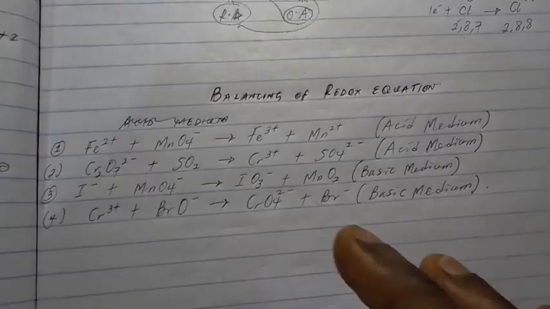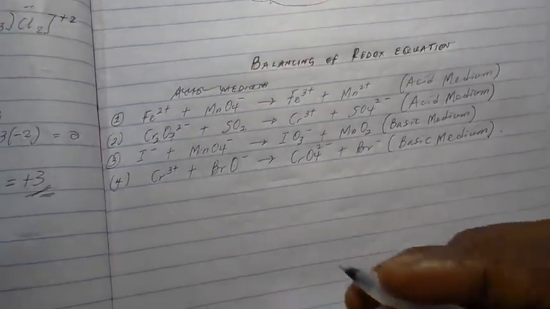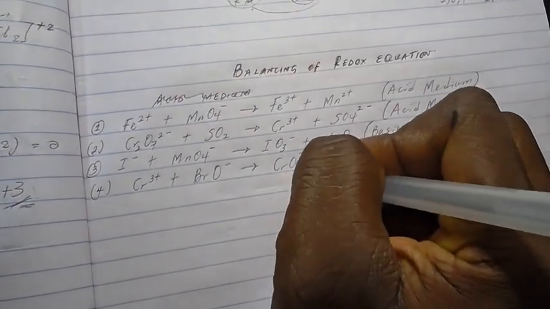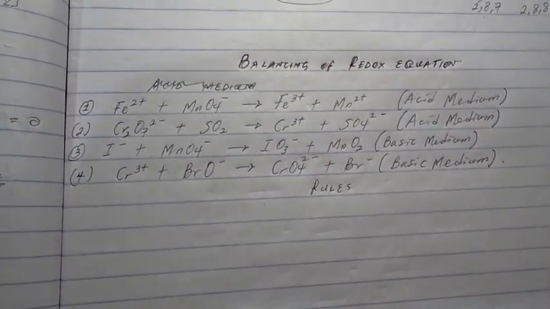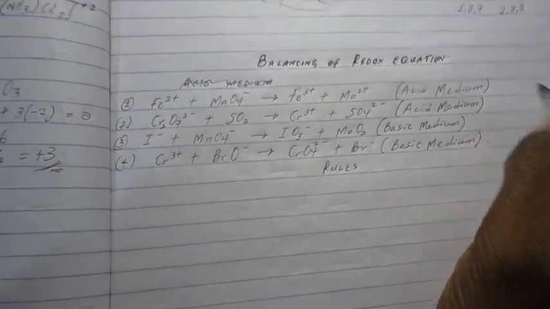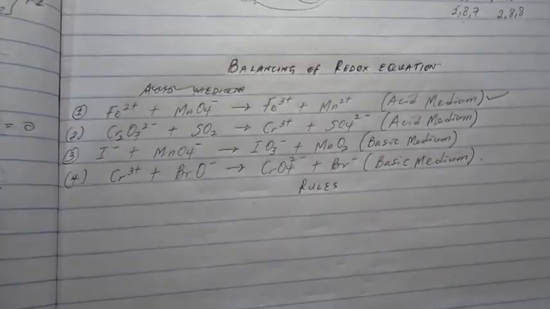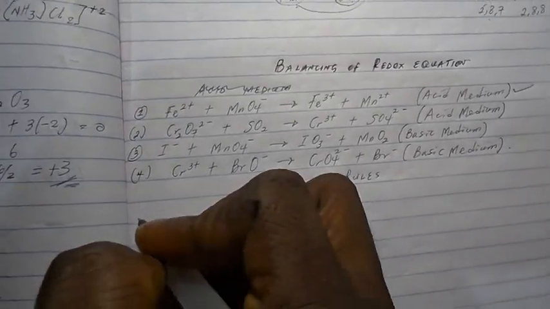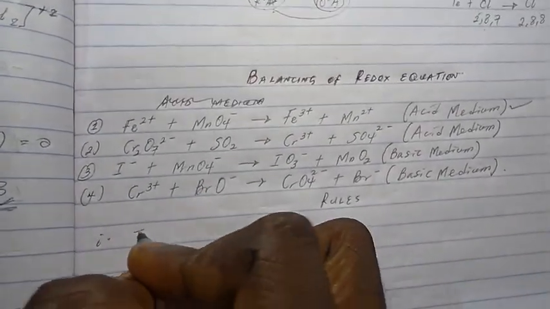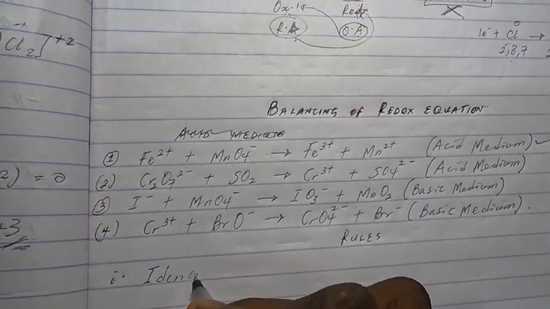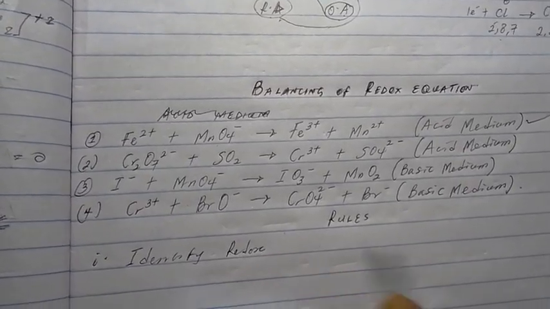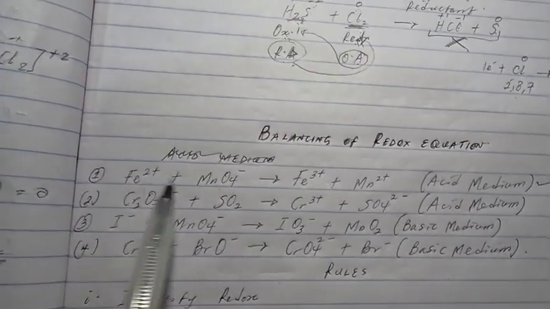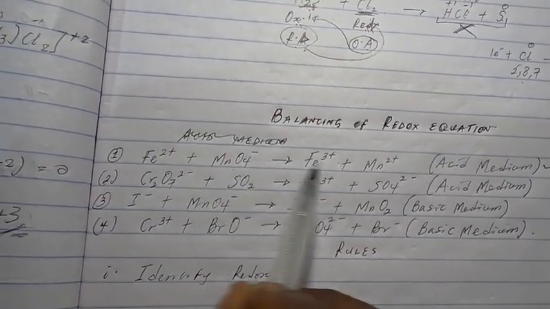So these are the questions we're going to solve on redox equations, but there are some rules you need to follow when you are balancing them. So let's start with the first one. I'm going to be taking examples alongside so that you understand it better. The first rule is that you have to identify which one is undergoing reduction and which one is undergoing oxidation. So identify redox. That means when you take your equation, you look at which one is undergoing which.